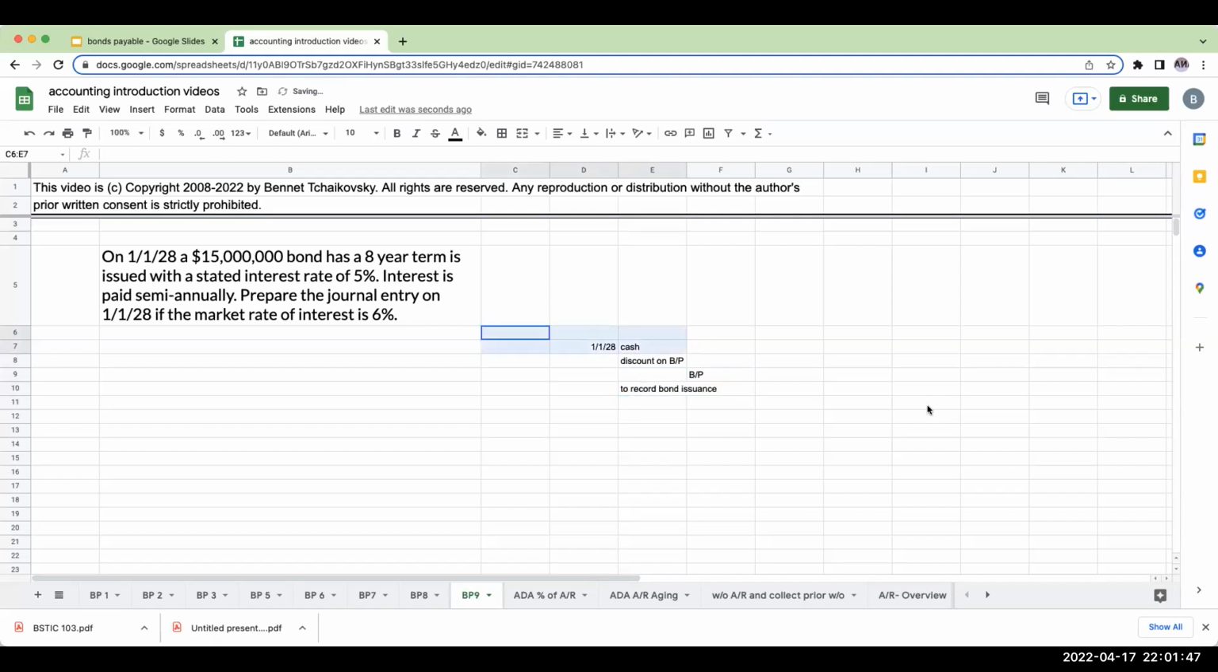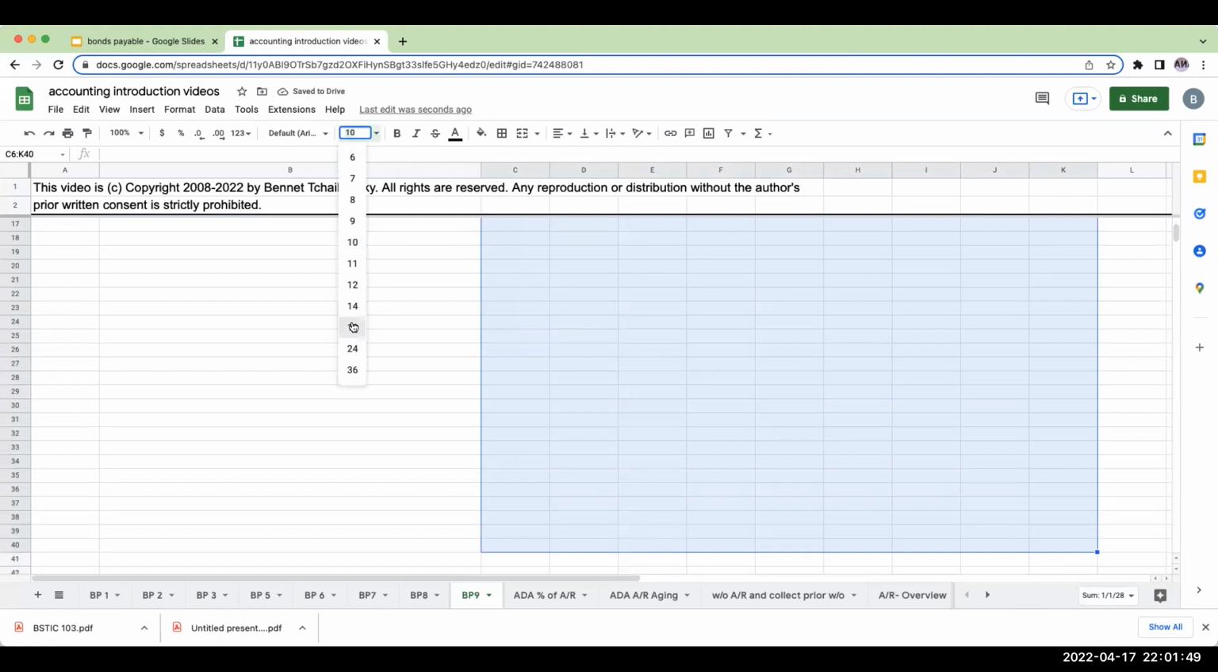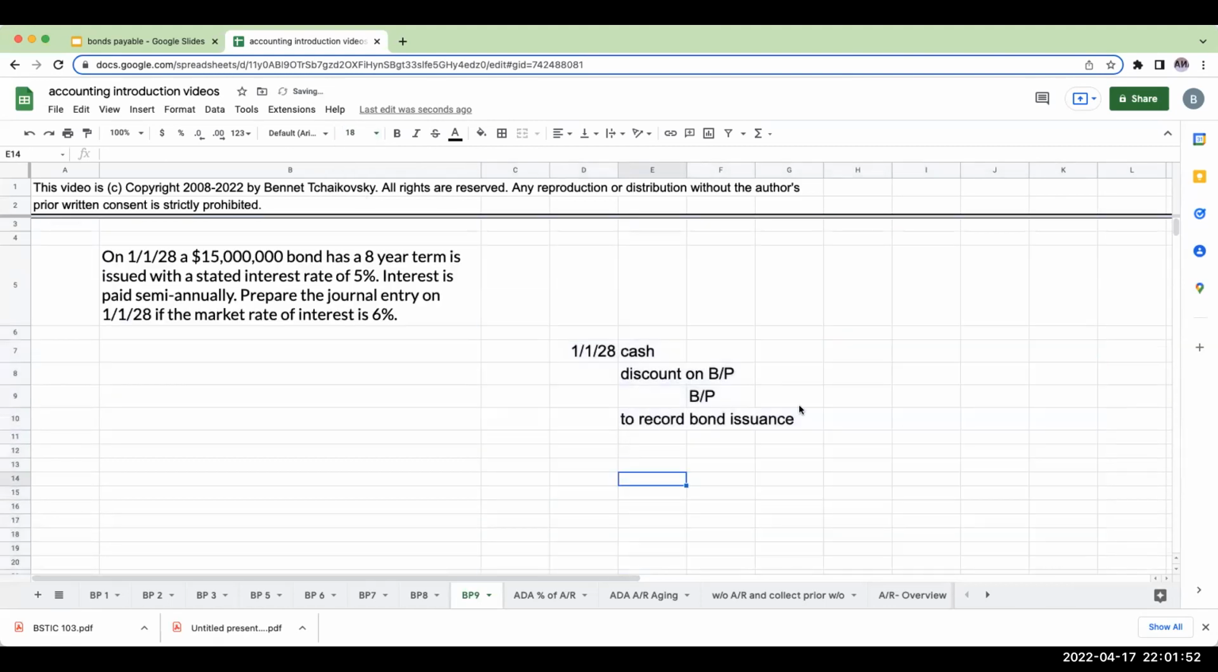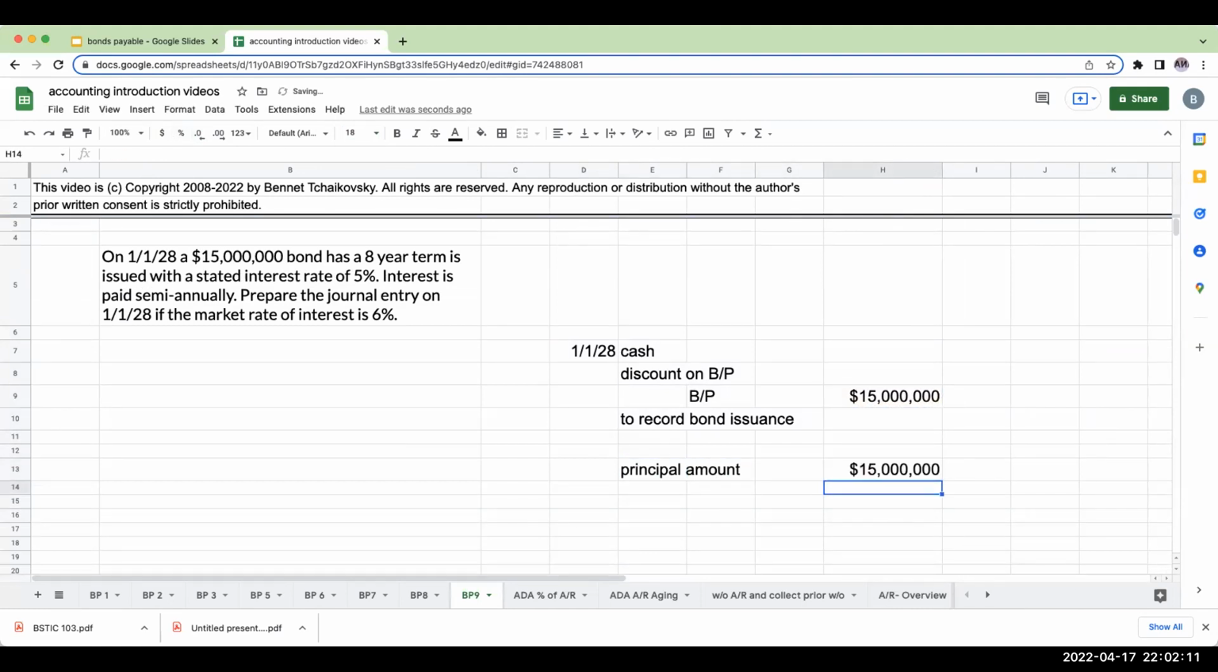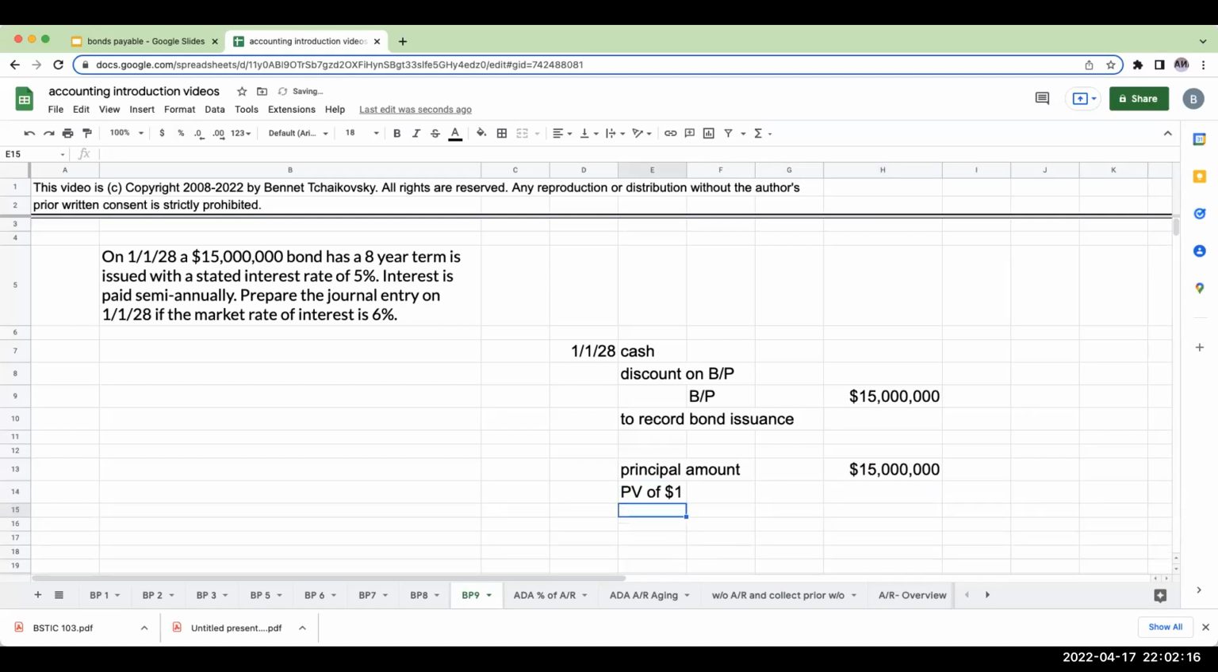Okay, so this is what I'm going to be going through and doing. This is how I'm going to record it. And whenever I have a bond payable, I always have to use the face value of the bond. So right over here, I've got 15 million. When we go through and do this, we're going to have our principal amount. We know this is going to be paid at 15 million. I'm going to use present value of $1 because this is a lump sum that's being paid 8 years from now.